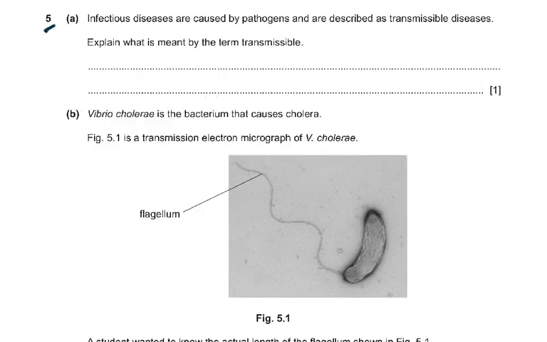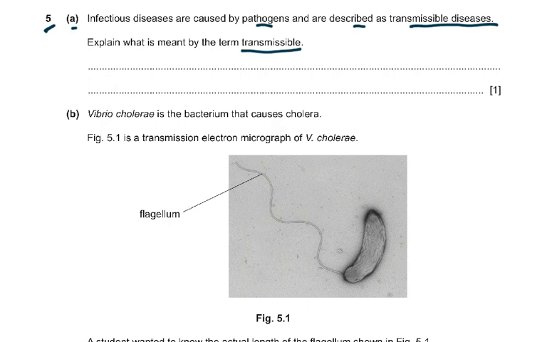Then coming to question number 5a, infectious diseases are caused by pathogens and described as transmissible diseases. Explain what is meant by the term transmissible. That means the pathogen can be transferred from an infected to an uninfected person. Transmissible means you can't use the words of the question. You can't say transmission. You could say transferred. So basically, the pathogen, which is the causative organism, can be transferred from an infected person to an uninfected person. That is the definition of transmissible.